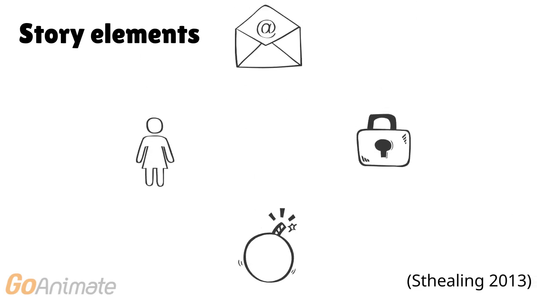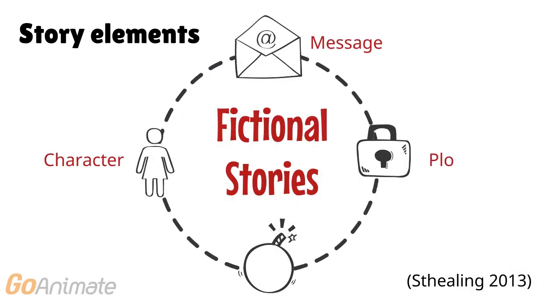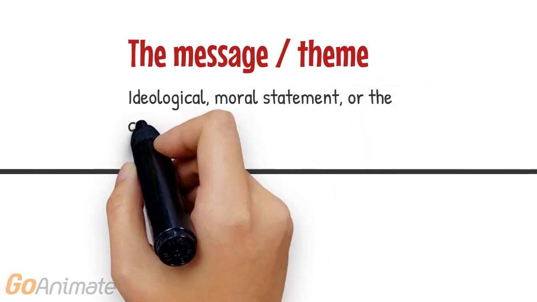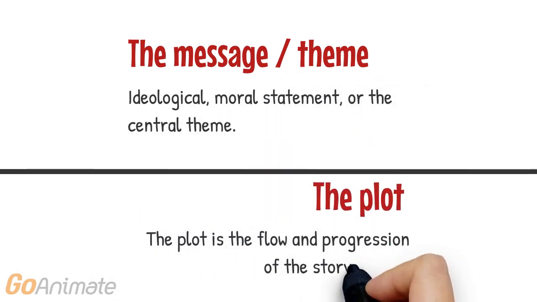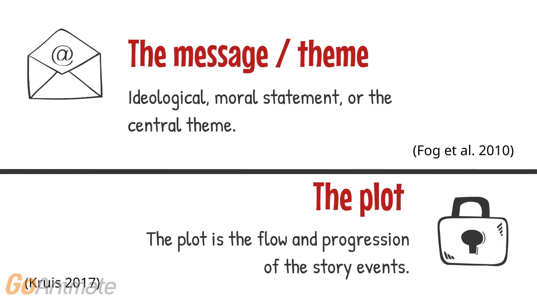All stories have 4 elements in common. These elements are message, character, conflict, and plot. The message or the theme is telling a story with a meaningful purpose that aims to communicate the main idea. The plot refers to the overall journey that the audience experiences with the hero of the story.